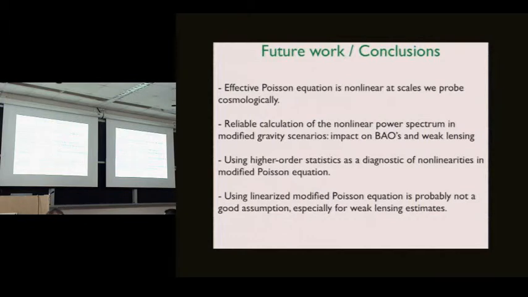And as I said, I try to stress and say it again, using the linearized modified Poisson equation is probably not a good assumption, especially for weak lensing, so it's something that you should keep in mind. Okay, thanks.